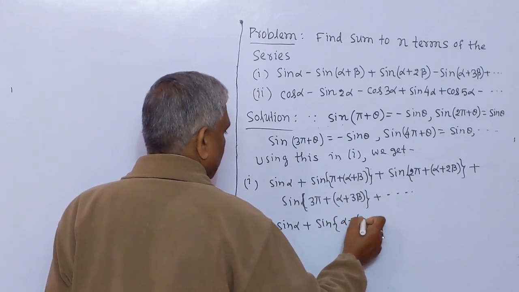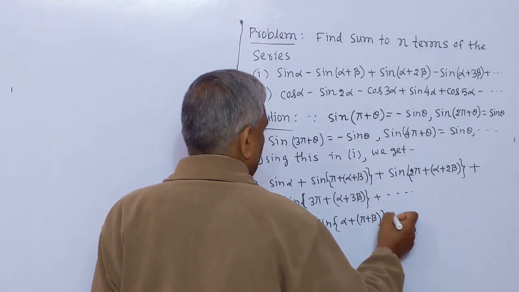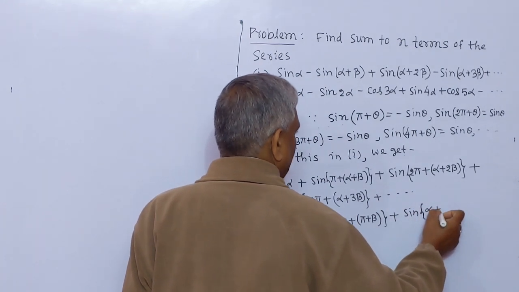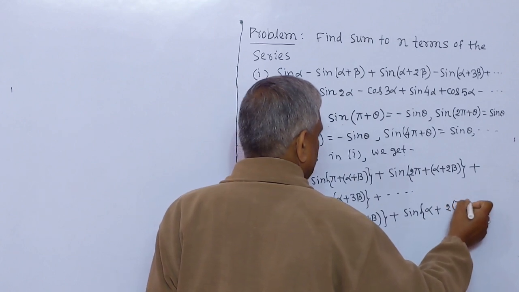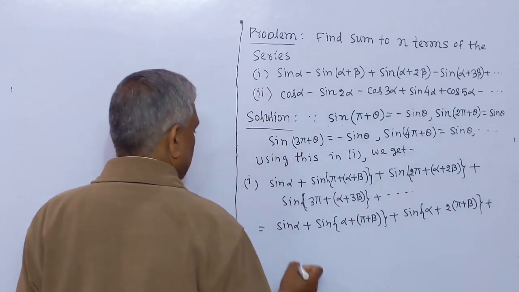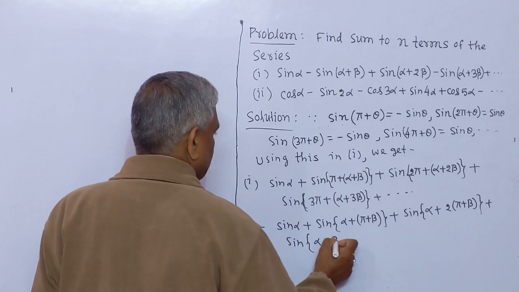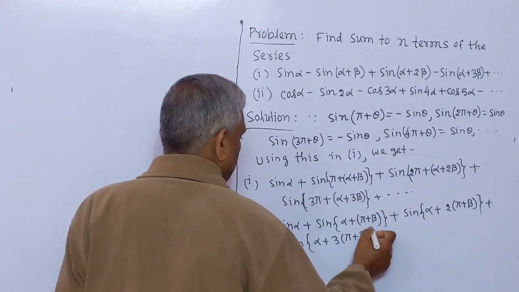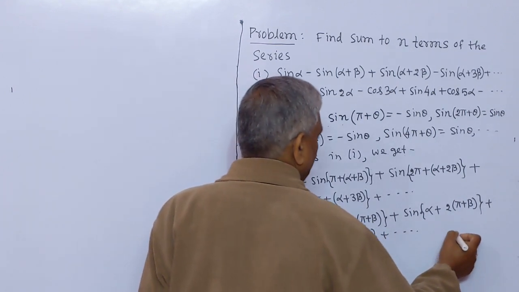This equal to sine alpha plus sine alpha plus pi plus beta plus sine alpha plus 2 pi plus beta plus sine alpha plus 3 pi plus beta plus dot. This is number 1.